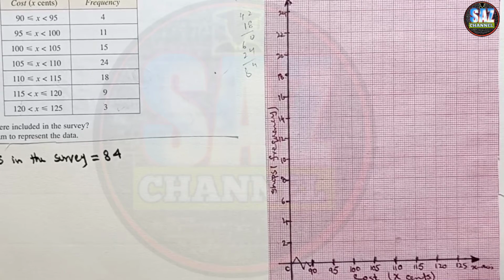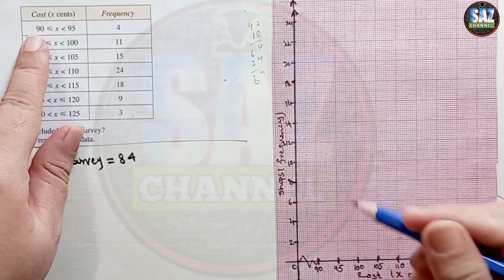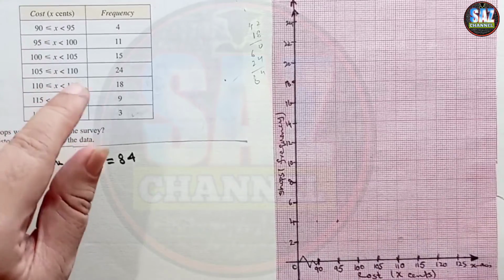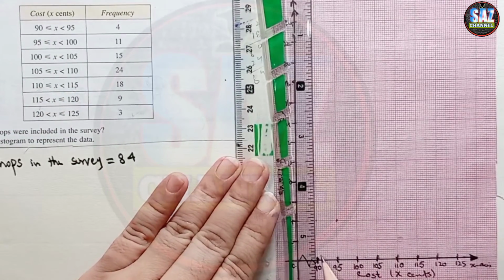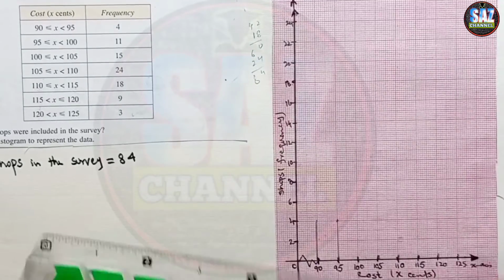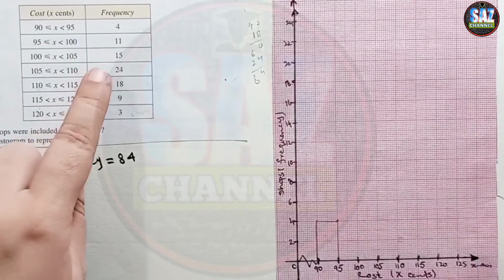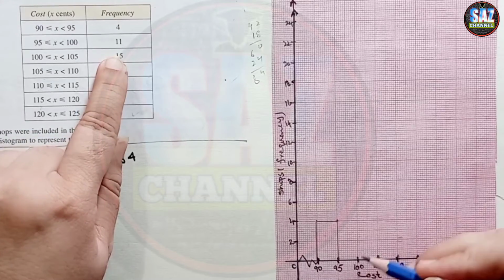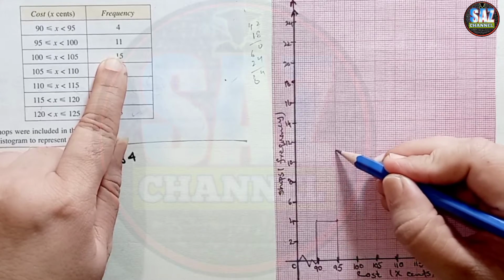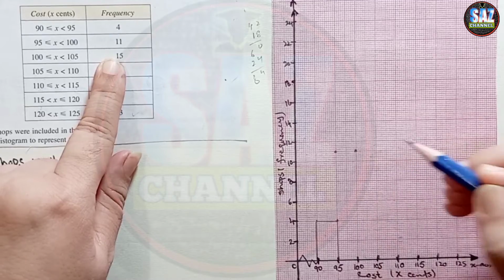And now let's move to the construction of the histogram. For the class 90 to 95, the frequency is 4. So what we have to do is first try to make your graph with pencil, and then go for the permanent pens. So if there is some problem at any part of the graph, you can correct it. And for the second class, the frequency is 11. This is right in between 10 and 12, so we will have 11.